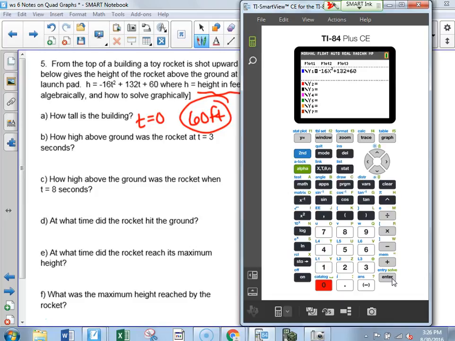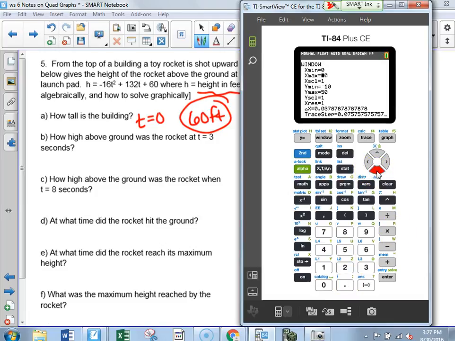On this question, the x stands for time. Can we have negative time? So your window should not include any negative x. So I'm going to change my x min to 0. The max would be how long until it comes back down and hits the ground. I'm just going to leave it 10 and see what happens.